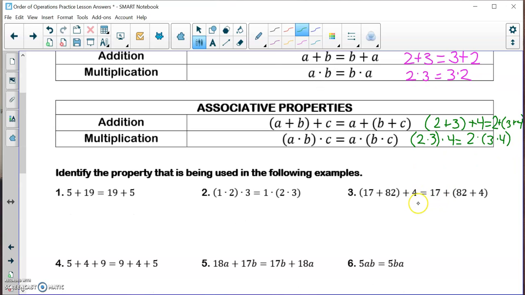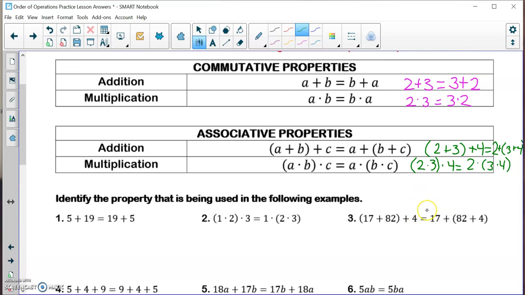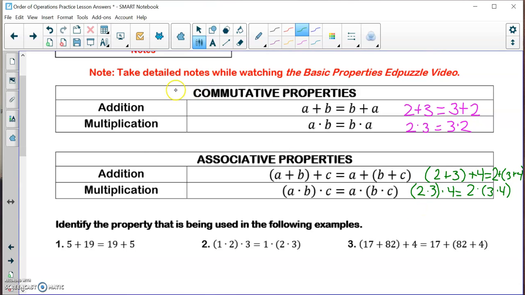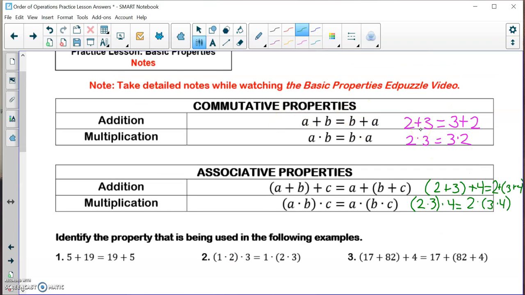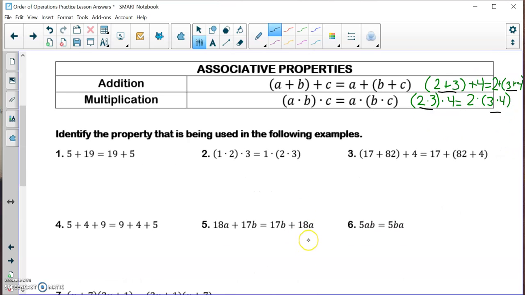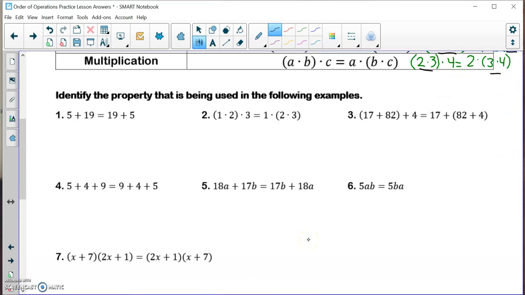Typically, to identify the associative property, you will have parentheses, but sometimes the commutative property will have parentheses too, so you need to be careful. Commutative property is when we actually flip the entire order of your 2 things around, whereas associative property is when we group 2 different things together first. So we'll get some practice with that in the following problems. Numbers 1 through 7 say to identify the property that's being used in each of these examples.